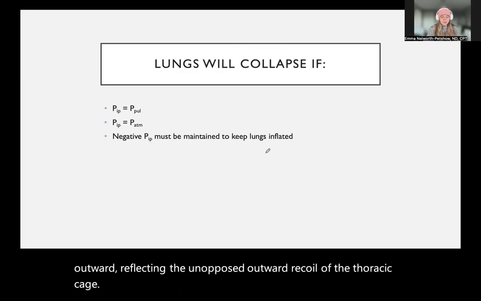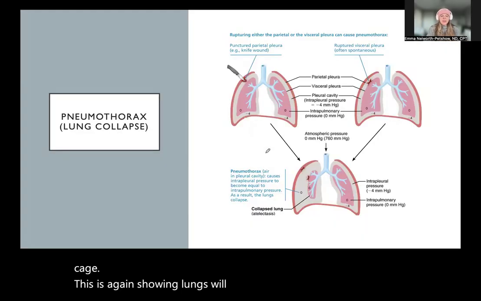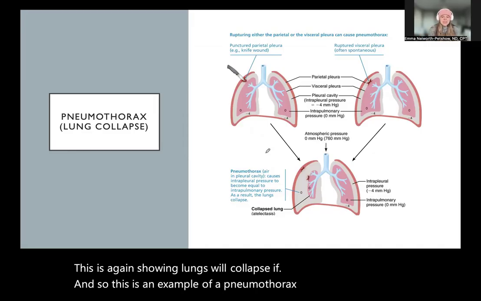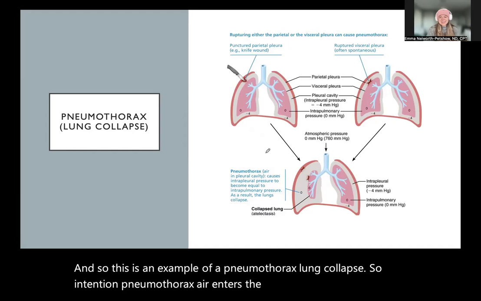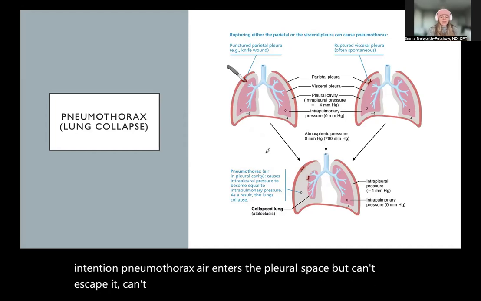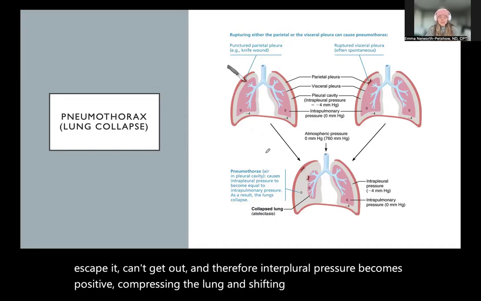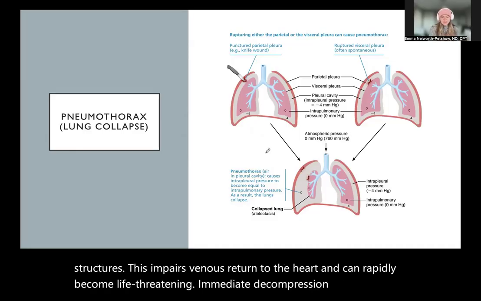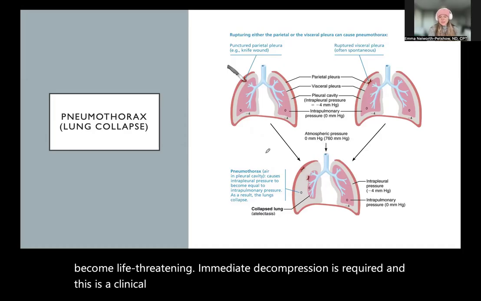So this is again showing lungs will collapse. This is an example of a pneumothorax, lung collapse. In tension pneumothorax, air enters the pleural space but can't escape, and therefore intrapleural pressure becomes positive, compressing the lung and shifting our mediastinal structures. This impairs venous return to the heart and can rapidly become life-threatening. Immediate decompression is required, and this is a clinical emergency grounded entirely in pressure physiology.